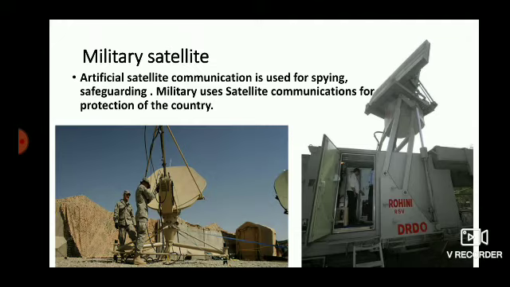Military satellite: artificial satellite communication is used for spying and safeguarding by the military department, and the military uses satellites for communication for the protection of their country. Here you can see the soldiers in the military fixing their antennas towards the satellite for getting signals. They also use high frequency radars. Here, Rohini, you can see it is a DRDO radar which is installed for getting signals from the satellite.